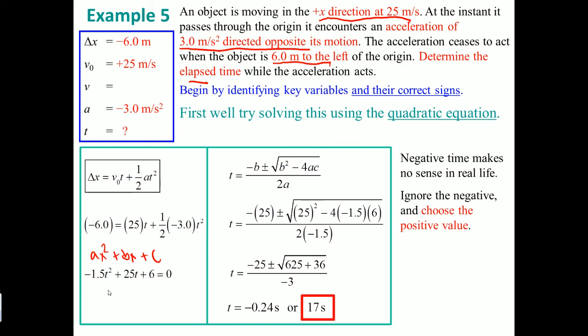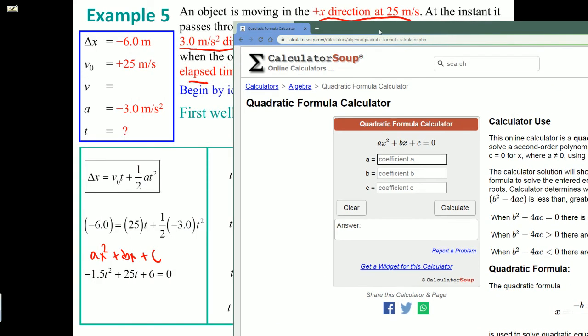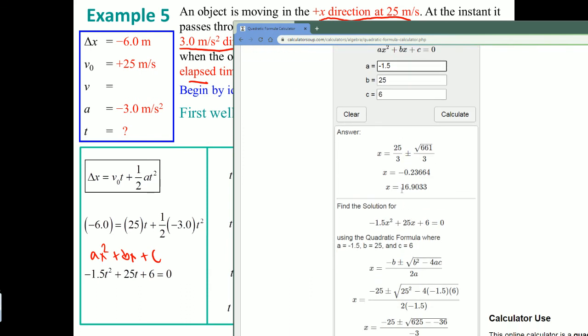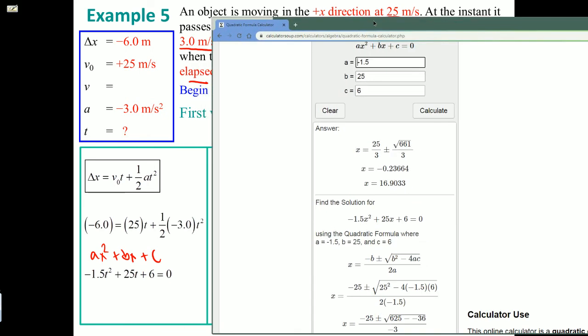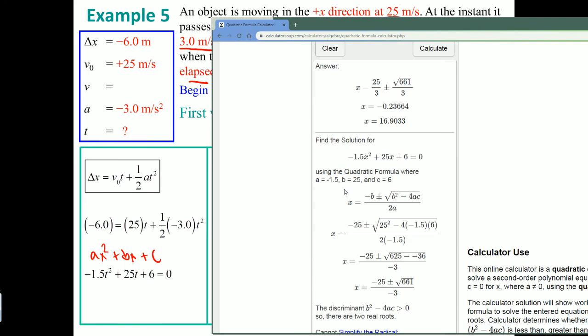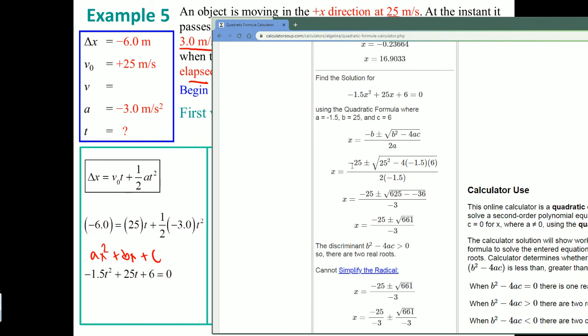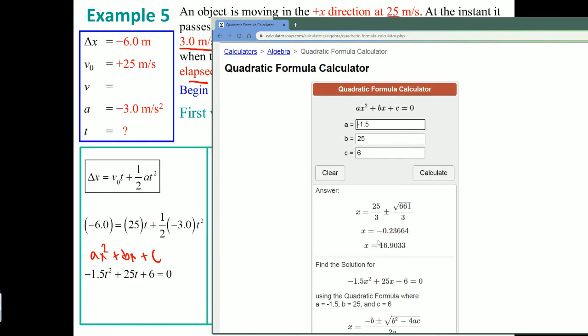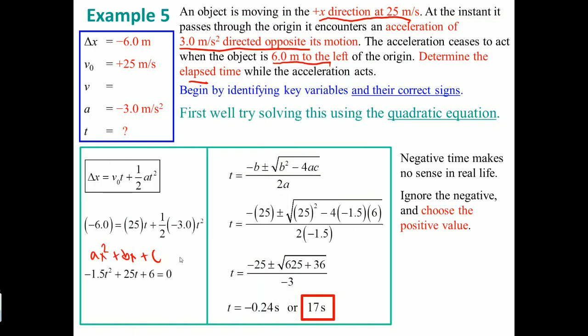If you get to this point, what I recommend you do is just open up a calculator and enter it in. A was negative 1.5, the B was 25, and the C was 6. Hit calculate. Here it tells you the values. X can either be 0.2 or X can be 16.9, which is just 17. That's how I got that answer there. Again, you should not need to know how to do it by hand, but if you want to see how it's done, it's here. But you just need to make sure you can get the final value. That's why I recommend you use the calculator for it. But please understand that problems like this can become a quadratic equation.